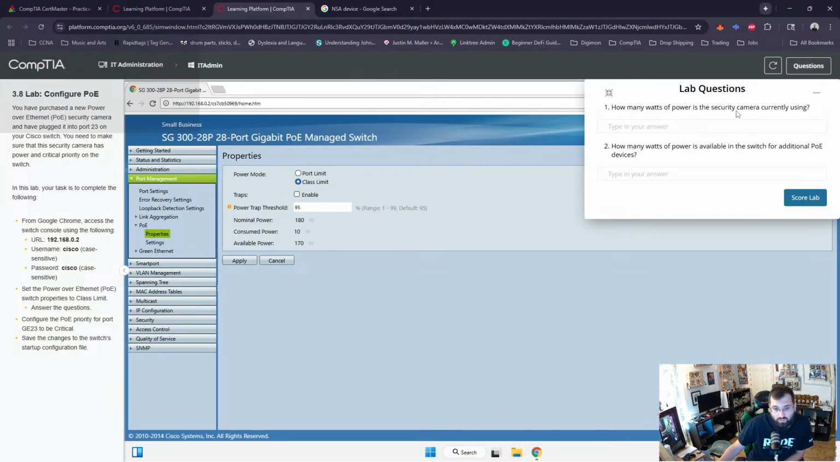Configure the PoE port. Okay, answer the question. How many watts of power is the security camera currently using? Power trap threshold, 180? Normal power, consumed power. How many watts of power is the security camera currently using? I think 10. How many watts of power is available on the switch for additional PoE? 170. I don't know if I answered this correctly. I don't know if it's 180.